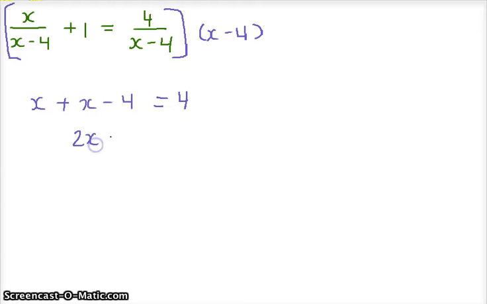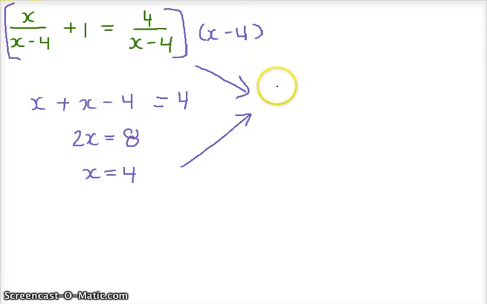Then we have 2x equals, and we're going to add 4 on both sides, and we have 8, and we have x equals 4. So that's our answer, but then we have to check and plug it in. And this time, I'm actually going to plug it in. But just remember, you have to always plug it in, even though I didn't do it to all the problems in this video.